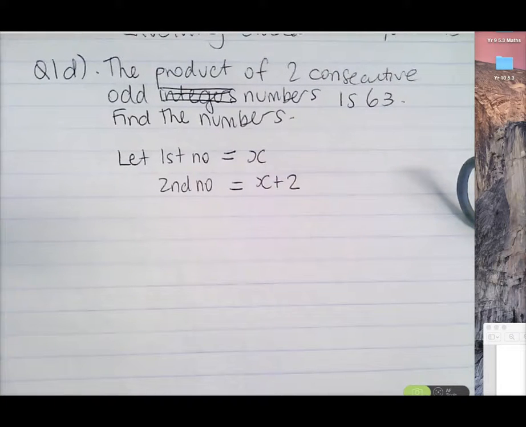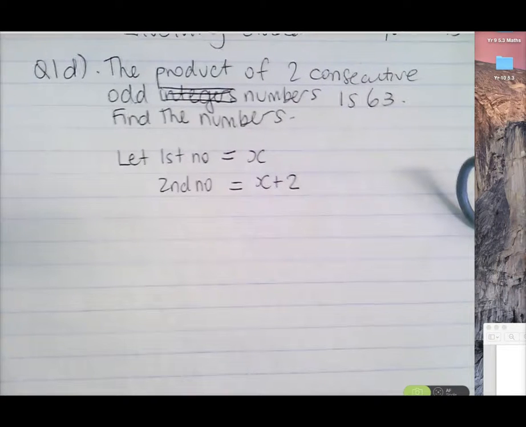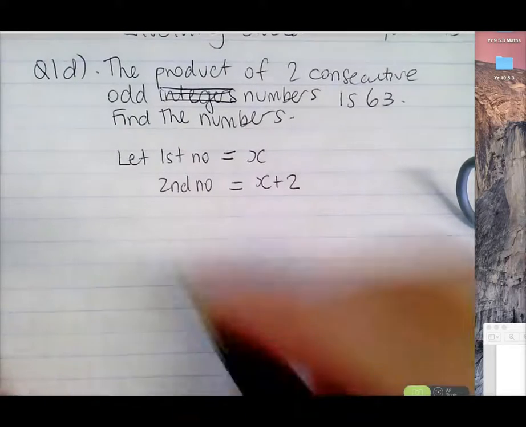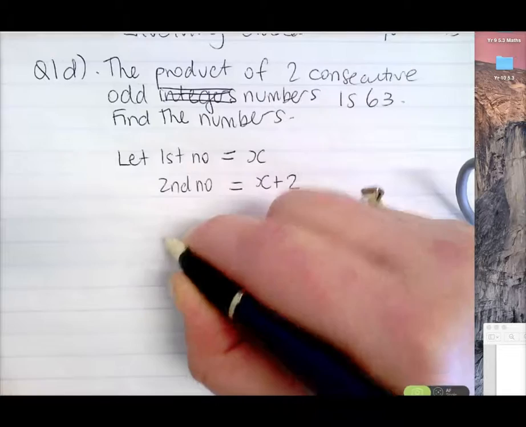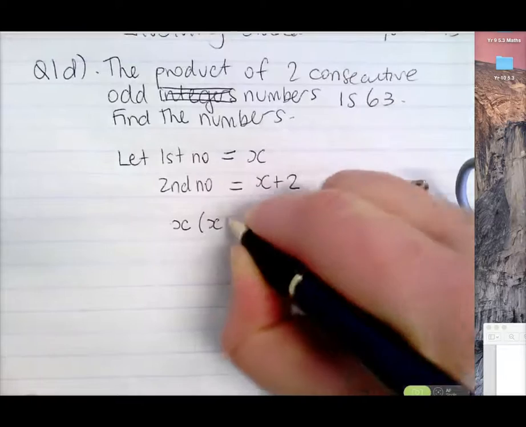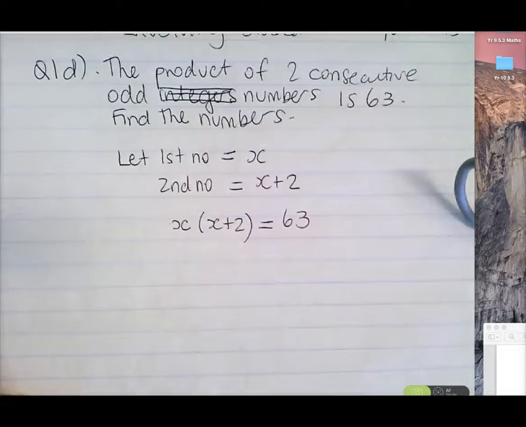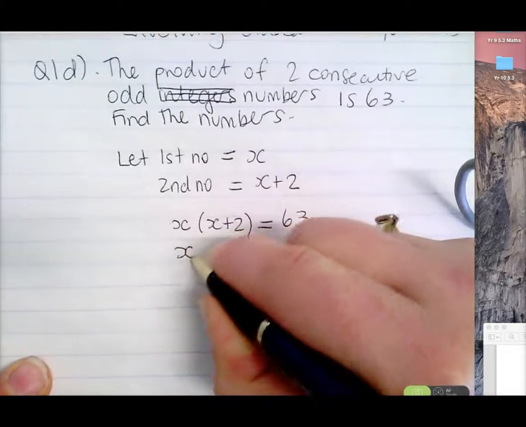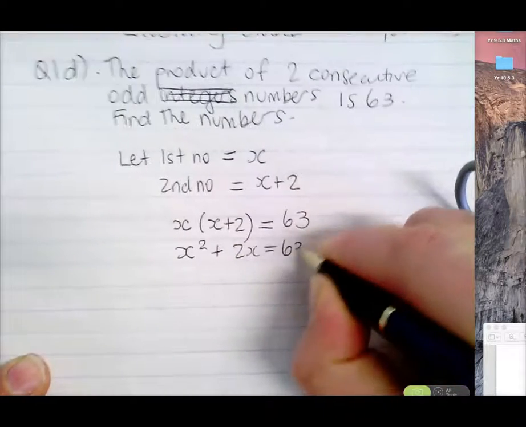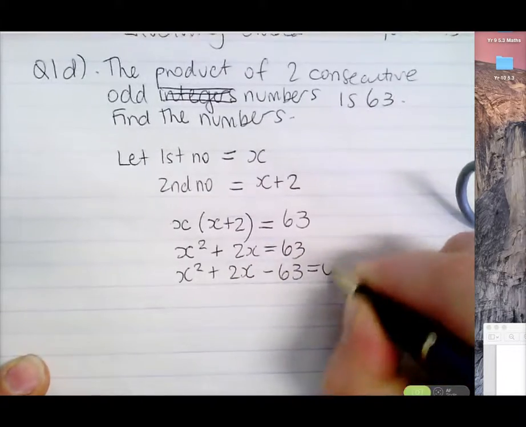Because the odd number will be 2 more than that previous number. If we're just talking about consecutive numbers, you would have x and x plus 1. But we're talking about consecutive odd numbers, so it's x and x plus 2, okay? So therefore, girls, we know that the product of these two numbers is 63. So how do we set up our equations? x times x plus 2 is 63. So now expand. x squared plus 2x is 63. x squared plus 2x minus 63 equals 0.